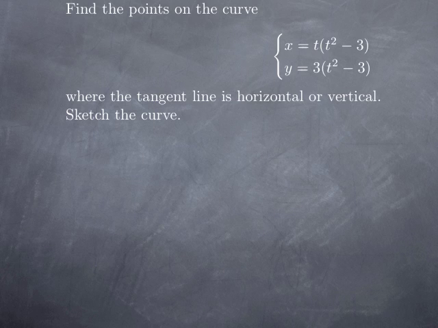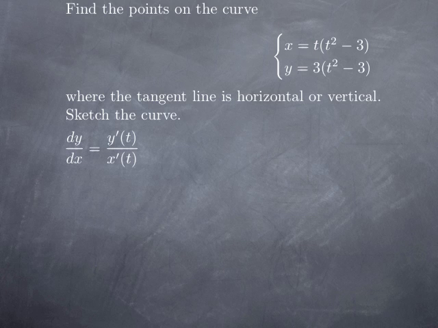Now let's consider the parametric curve, where x is given by t multiplied by t squared minus 3, and y is given by 3 multiplied by t squared minus 3. To start with, we are asked to find at what points we have horizontal or vertical tangent lines. And then we'll try to sketch the curve using, among other things, this information.